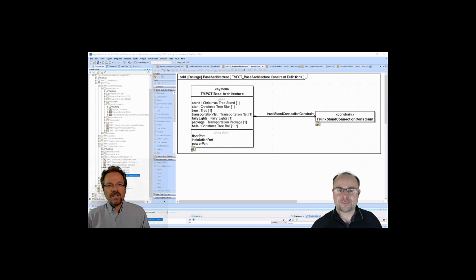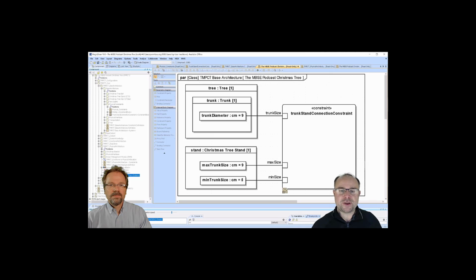In a parametric diagram of the TMPCT base architecture, we connect the parameters of the constraint with the appropriate value properties of the system. The value properties already have defined default values. However, they could be redefined later by the specialized properties in the physical architecture.